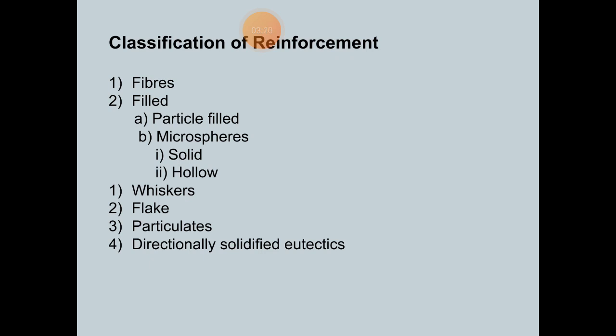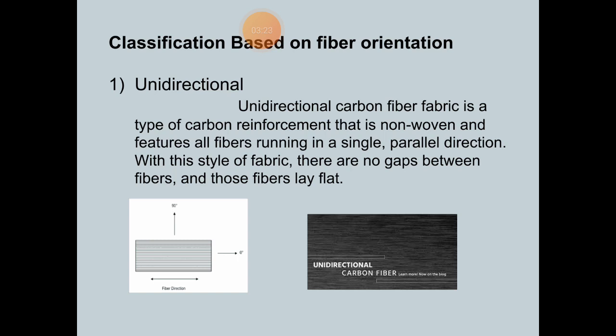Then there is a classification of reinforcement fibers based on the orientation of the fibers. There are four types. First is unidirectional, second is bidirectional, third is discontinuous fibers, and last is woven. These four types are on the basis of fiber orientation. First, unidirectional. Unidirectional carbon fiber fabric is a type of carbon reinforcement that is non-woven and features all fibers running in a single parallel direction. With this style of fabric, there are no gaps between fibers and those fibers lay flat.